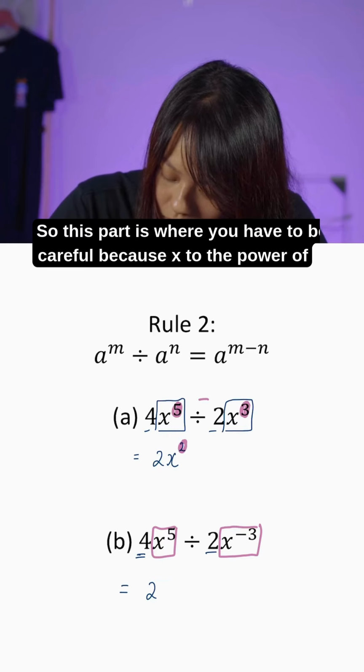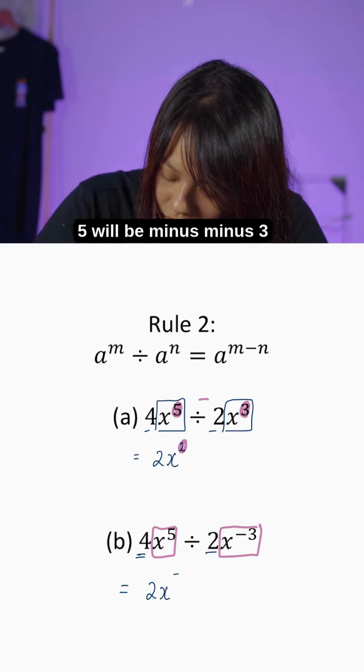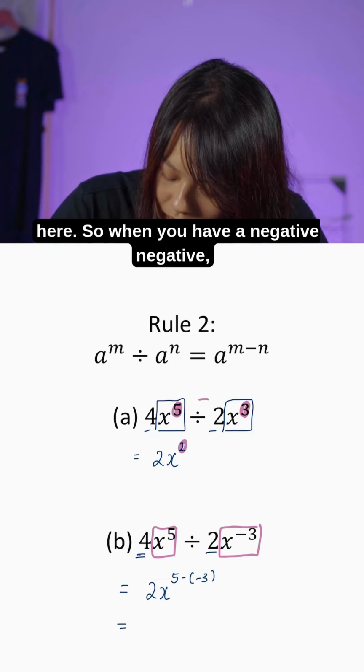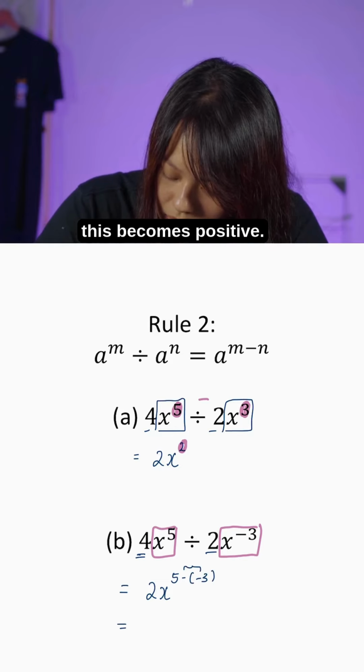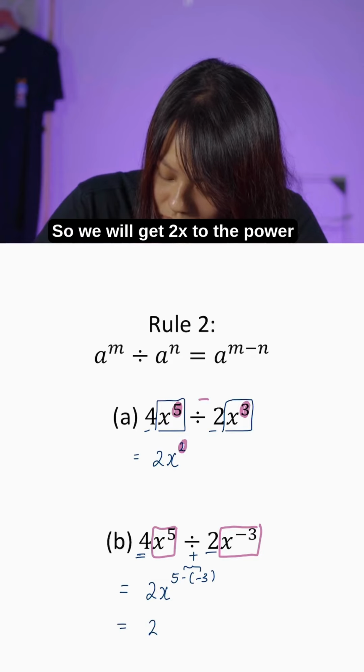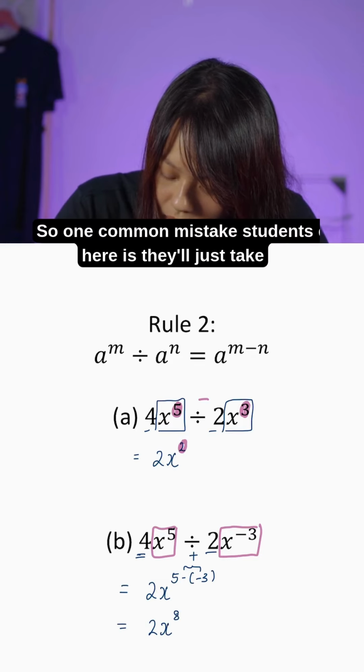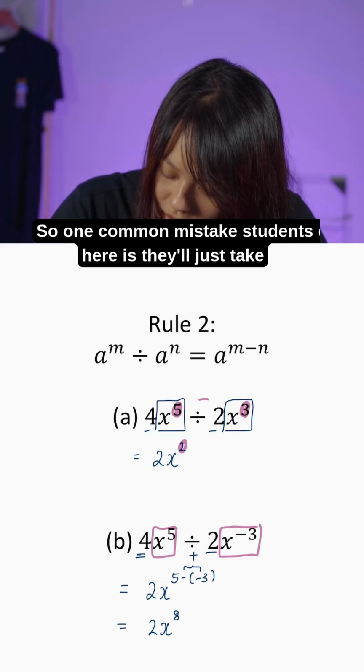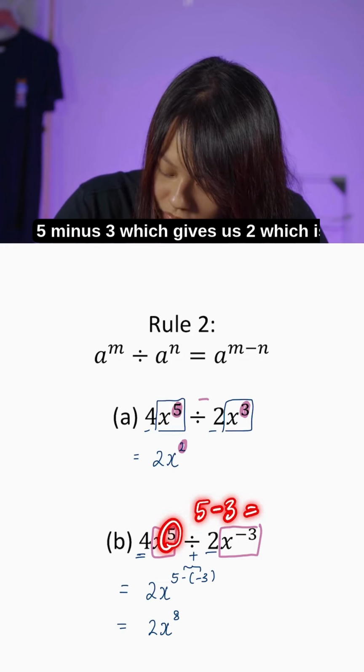So this part is where you have to be careful, because x to the power of 5 will be minus negative 3 here. So when you have a negative, this becomes positive. So we actually will get 2x to the power of 8. So one common mistake students make here is they'll just take 5 minus 3, which gives us 2, which is wrong.